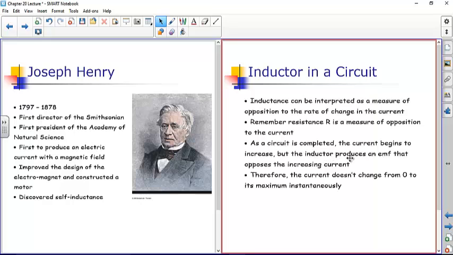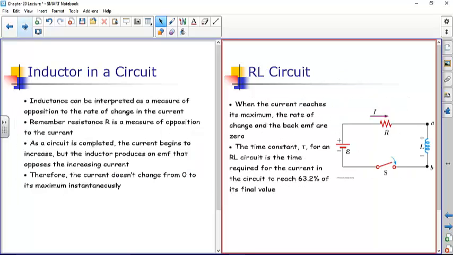produces a back EMF that makes it so you can't go from zero current to full current, because the faster you go, the higher the EMF, and the change in current can only be so high because it would produce an EMF bigger than the EMF that's driving the circuit. Therefore, the current doesn't change from zero to its maximum instantaneously. It's limited because of this inductance. And even with a circuit that doesn't have a coil, the wire itself acts as an inductor, and things still change pretty quickly, but they never change instantaneously.